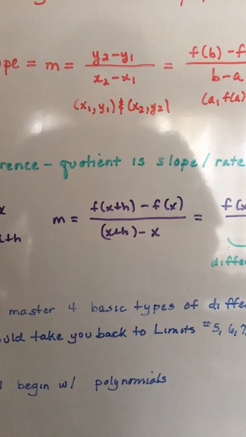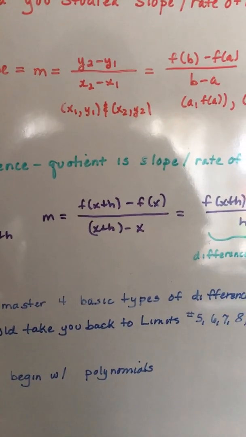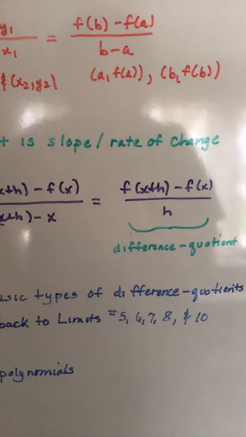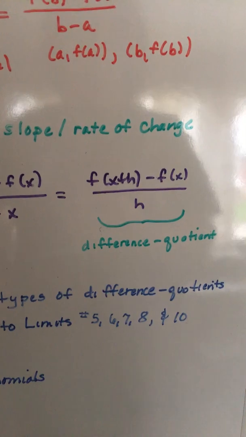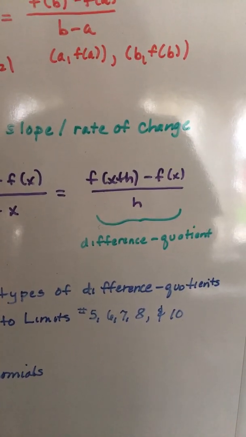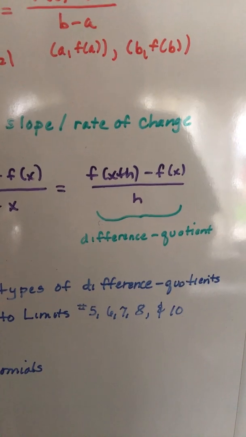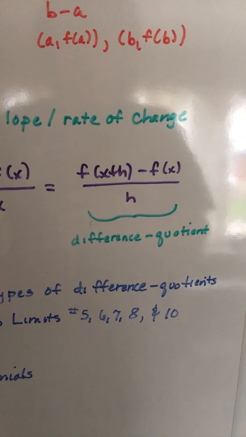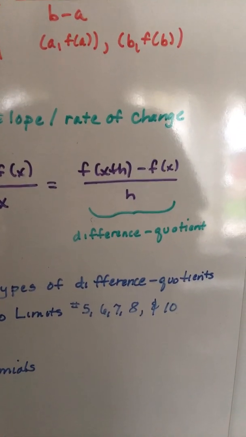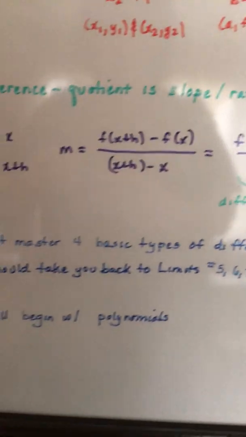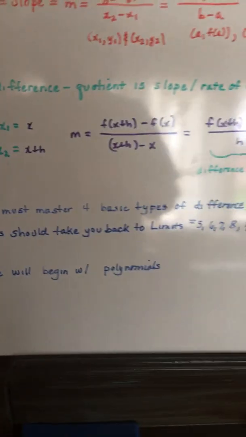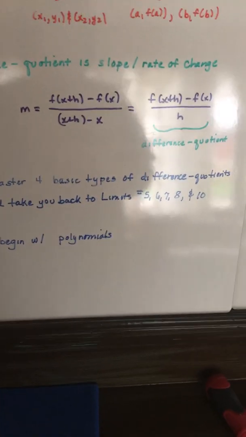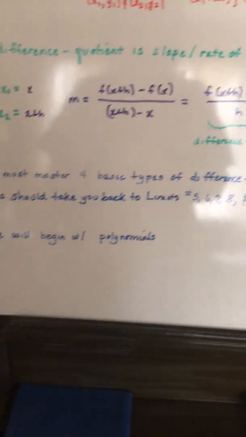So then the formula becomes f of x plus h minus f of x all over x plus h minus x. But the x's cancel, and so you end up with this cute formula that is nothing more than the formula for slope, where h is one of those numbers that's really close. So, you're doing the slope between 2 and 2.00000000001. Okay. We must master 4 types of difference quotients, and these should all take you back to worksheets on limits 5, 6, 7, 8, and 10.